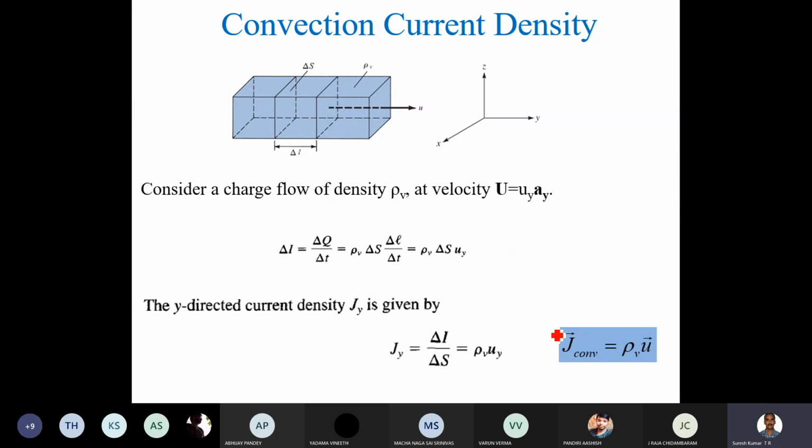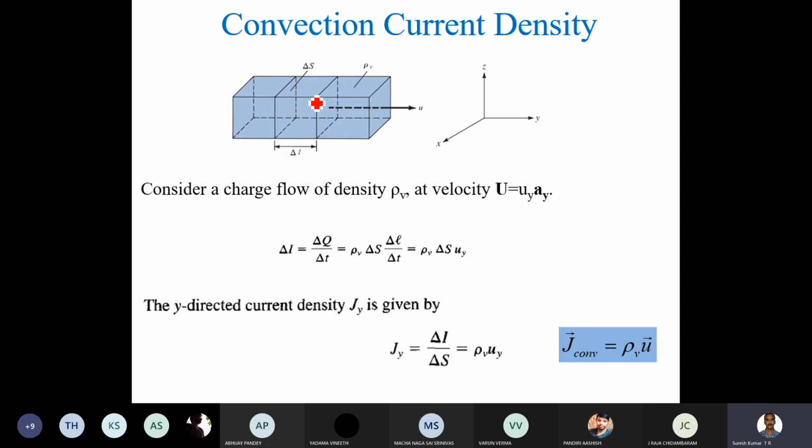So we need to find the convection current density. To find it, consider this. Assume this blue region, some rectangular region you are seeing. That is the region in which the electrons are flowing. It's free space, and electrons are moving in the y direction. Now let us calculate the current density. Let us have some equations.